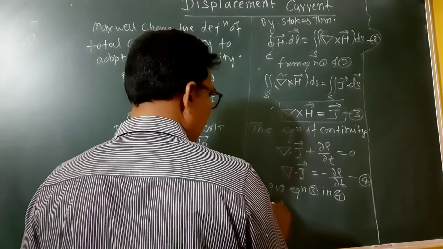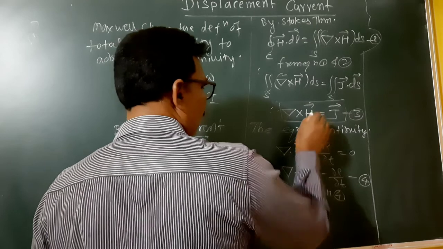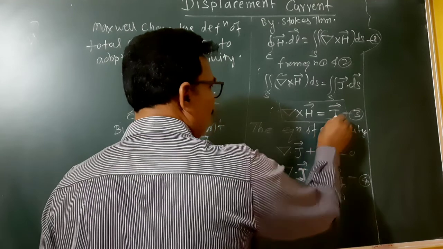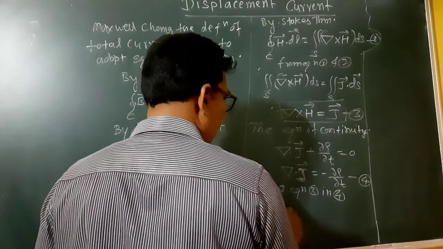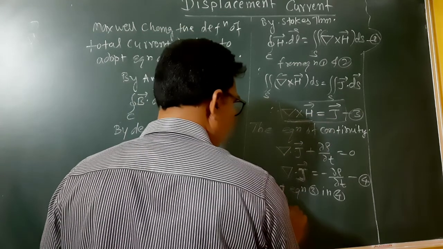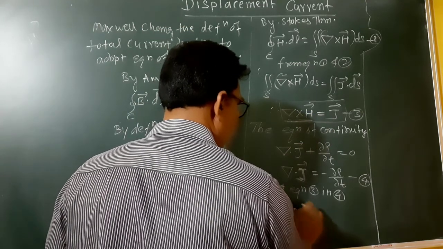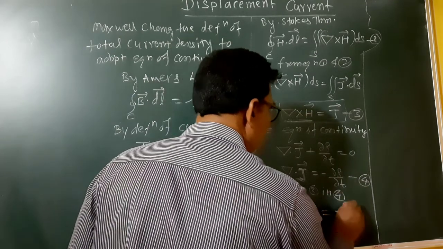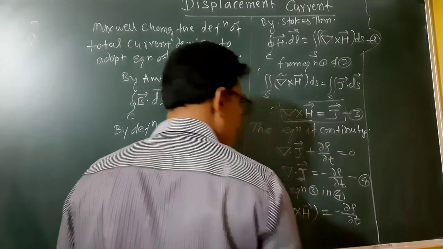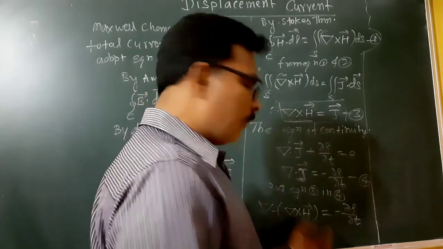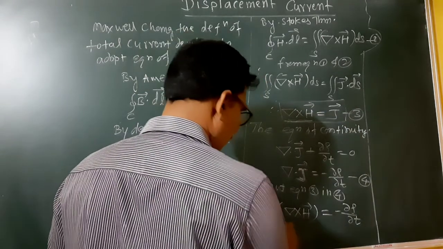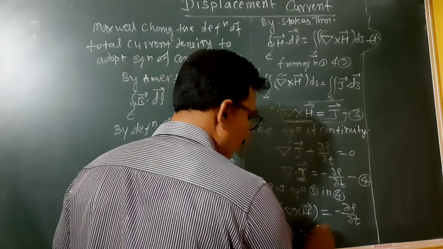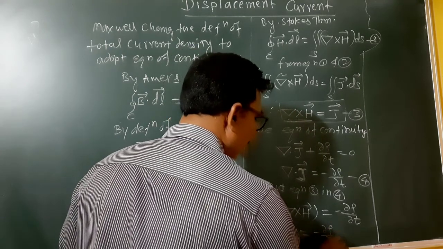What will happen? That is divergence of curl, where J bar is nothing but curl of H bar, and it gets equal to minus dou rho by dou t. But divergence of curl is nothing but 0. Therefore 0 is equal to minus dou rho by dou t.